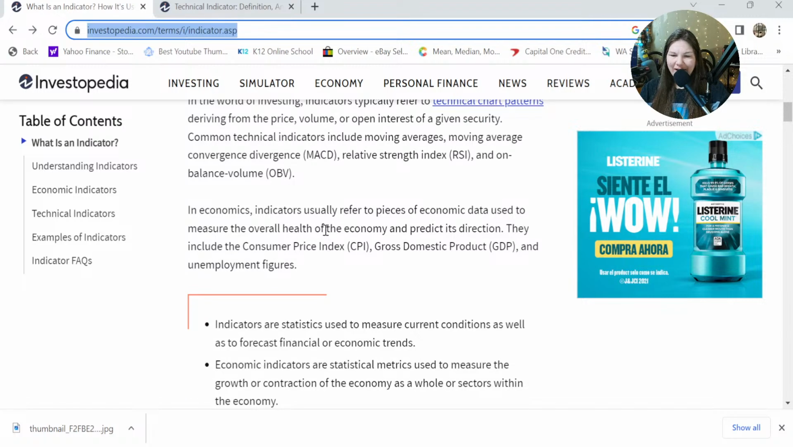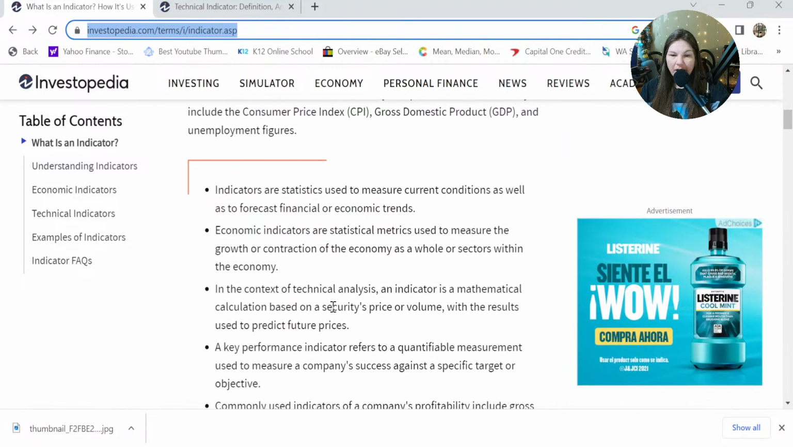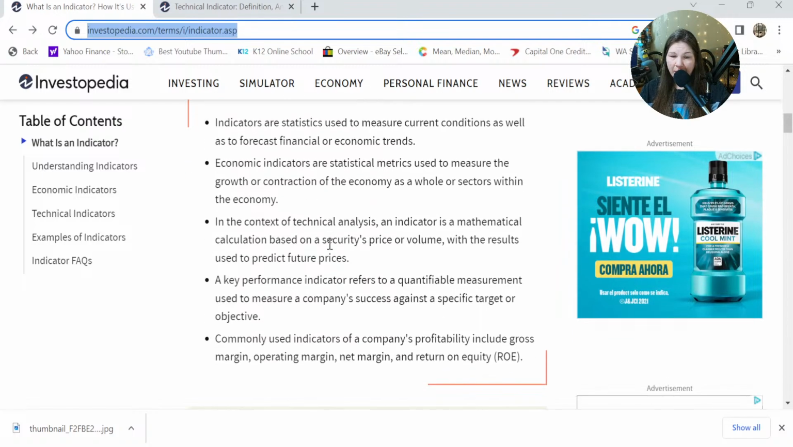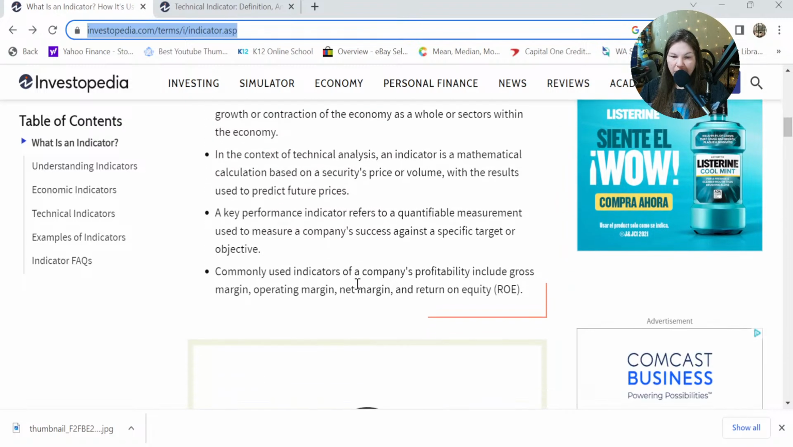In economics, indicators usually refer to pieces of economic data used to measure the overall health of the economy and predict its direction. They include the Consumer Price Index, Gross Domestic Product, and unemployment figures. Indicators are statistics used to measure current conditions as well as to forecast financial or economic trends. Economic indicators are statistical metrics used to measure the growth or contraction of the economy as a whole or sectors within the economy. In the context of technical analysis, an indicator is a mathematical calculation based on a security's price or volume, with the result used to predict future prices.